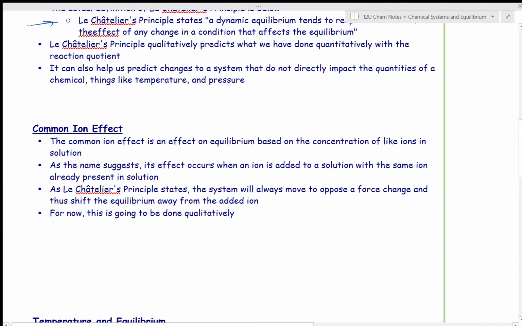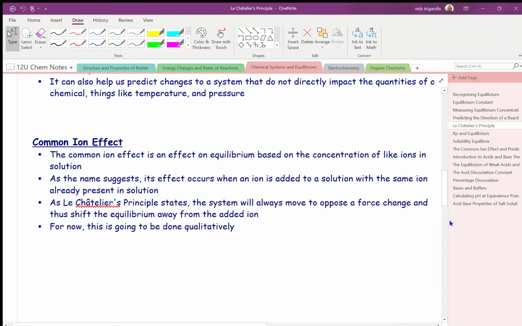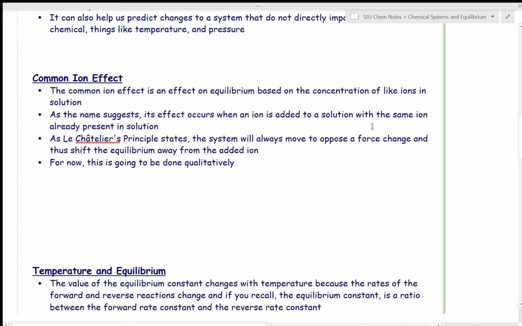So I'm not going to spend too much time on common ion here. And the reason I'm not going to spend a lot of time on this is we have a full lesson on common ion coming up. It's a little bit later on in the unit. Actually, it's like 3 or 4 lessons ahead of us. We're 3 lessons from now. But in any case, I'm not going to spend a lot of time.